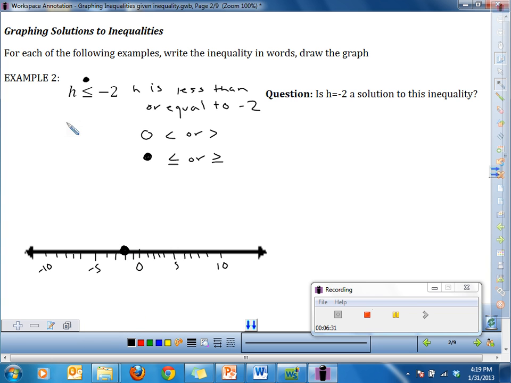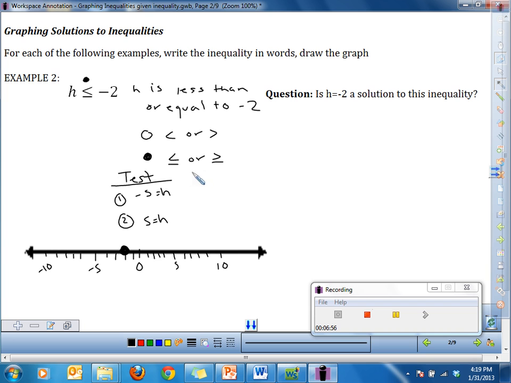I need to figure out which way I should graph. Is my solution all the numbers to the left, or is my solution all the numbers to the right? So I'm going to pick 2 test points. A number to the left is -5. Let's say if that was h, and a number to the right is 5. Let's see what would happen if that was h.